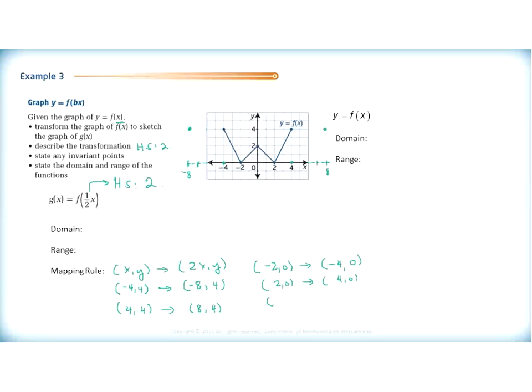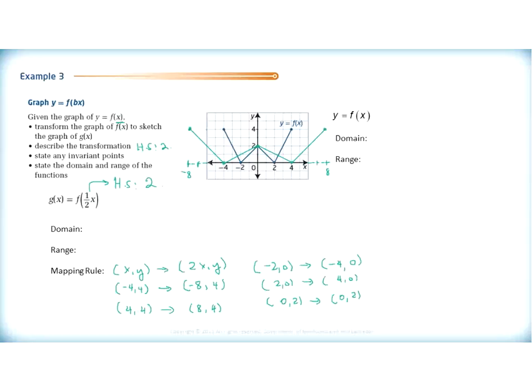And finally, we have a point at (0, 2). Plug that into your mapping rule, and we end up with (0, 2). So that point hasn't changed. Let's join them up, see what the graph looks like here. Here's my graph stretched horizontally now by a factor of 2. And if you look at the graph, you can see that's exactly what's happened. The graph has been stretched horizontally, in this case by a factor of 2.